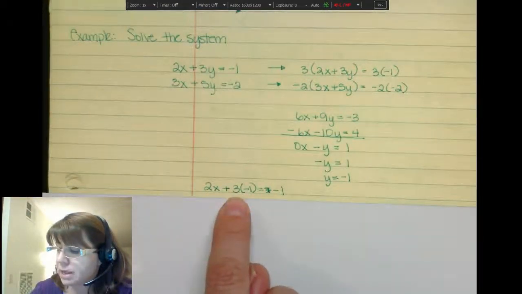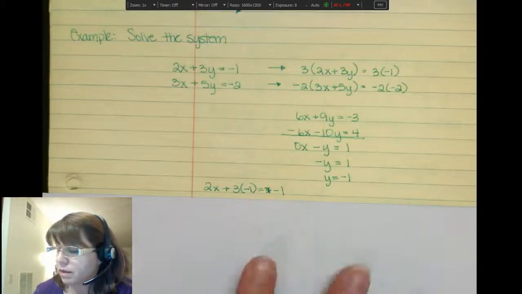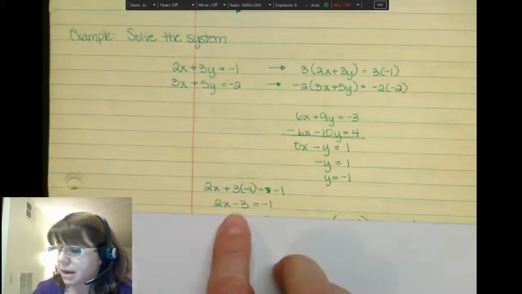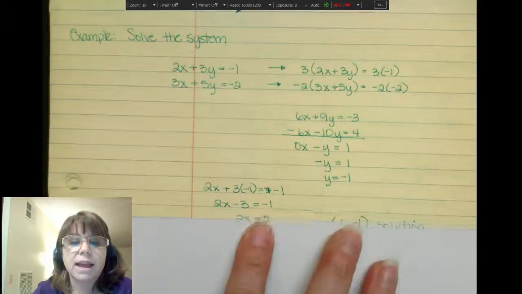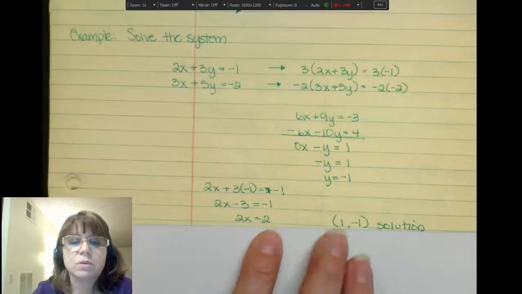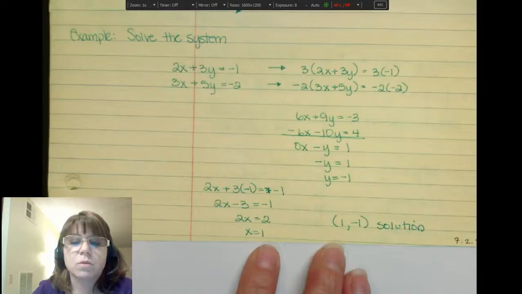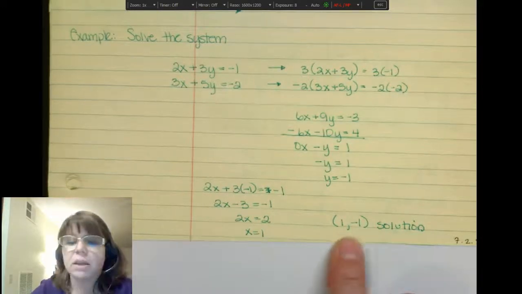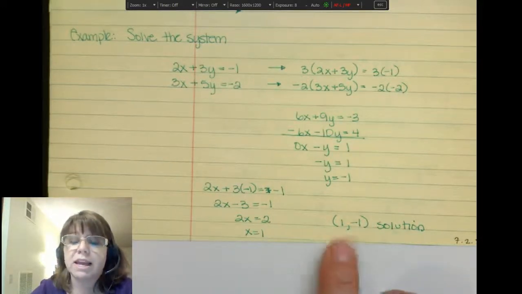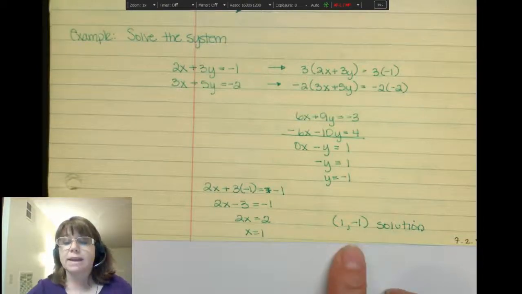2x plus 3 times negative 1 equals negative 1. 2x minus 3 equals negative 1. Add 3 to both sides. 2x equals 2, and x equals 1. So my solution is (1, negative 1). Do remember that the x always comes first and the y is second. It is an ordered pair.